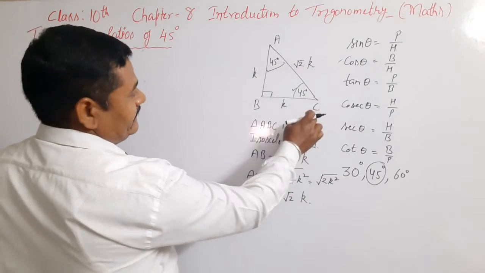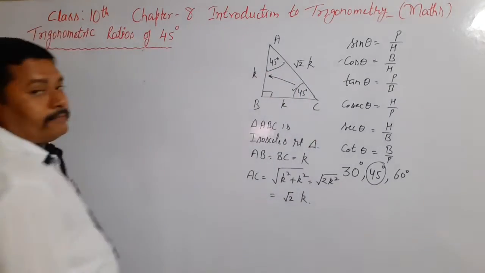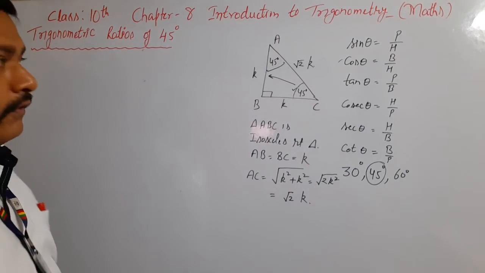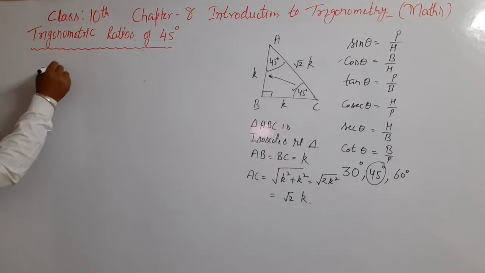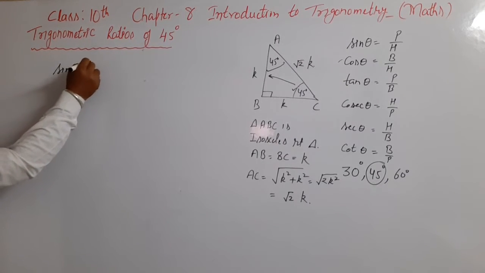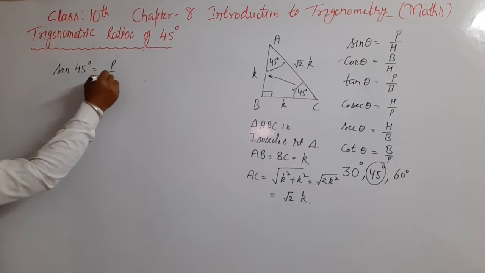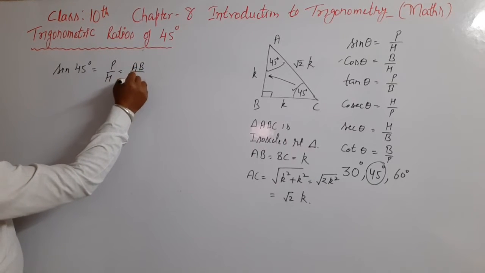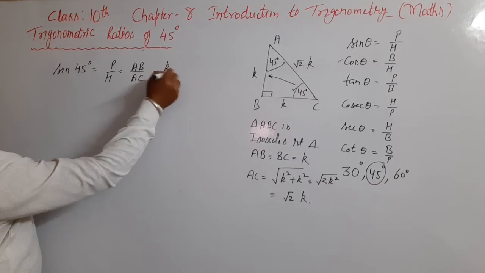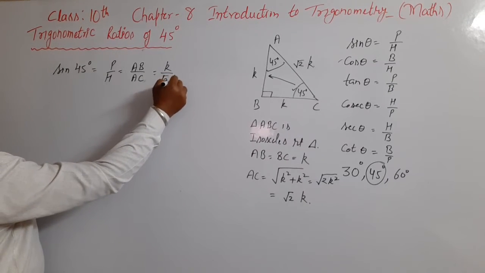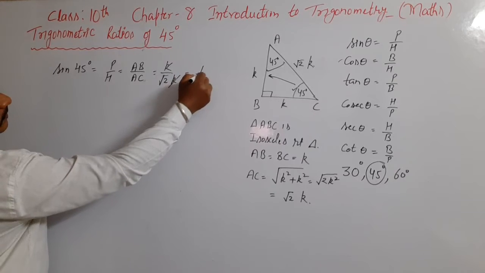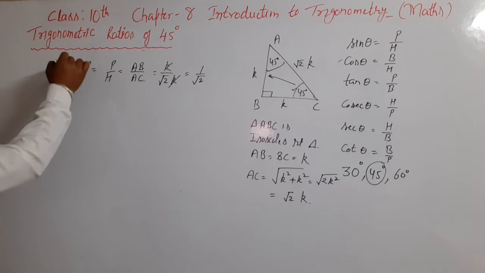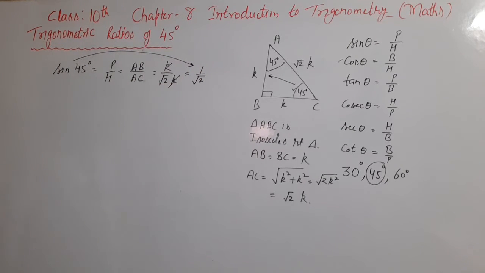So if I want to find sin 45, I am taking this 45. If I am taking angle C, then the opposite side is perpendicular. Let us start with sin 45. Sin 45 degree is equal to perpendicular upon hypotenuse. Perpendicular here is AB and hypotenuse is AC. AB is K and AC is root 2K, which is equal to 1 upon root 2. So the value of sin 45 degree is equal to 1 upon root 2.